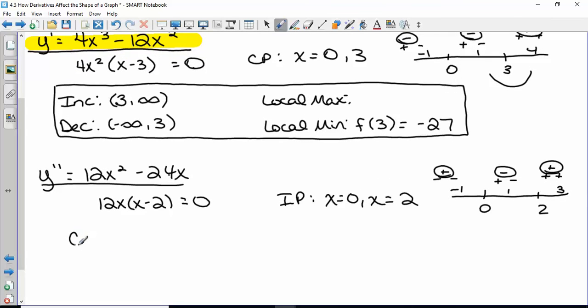So this tells us we are concave up where? Negative infinity to 0, union 2 to infinity. We're concave down in between those, so 0 to 2.